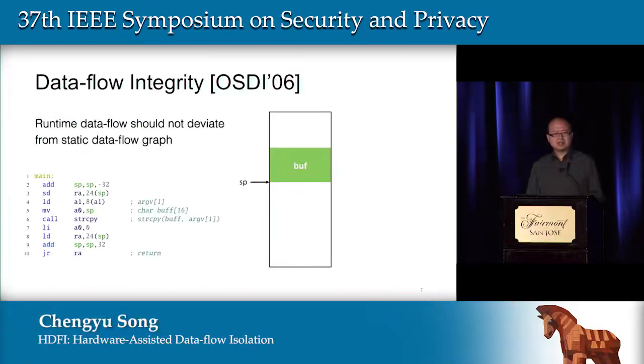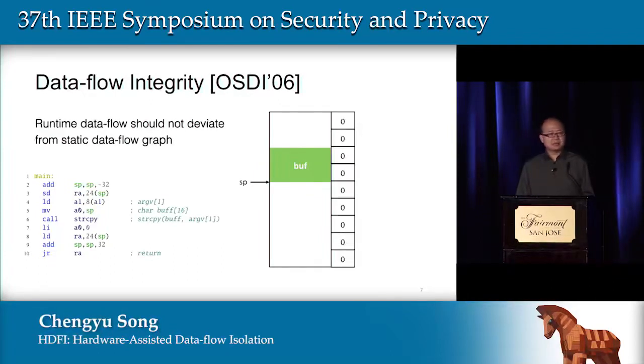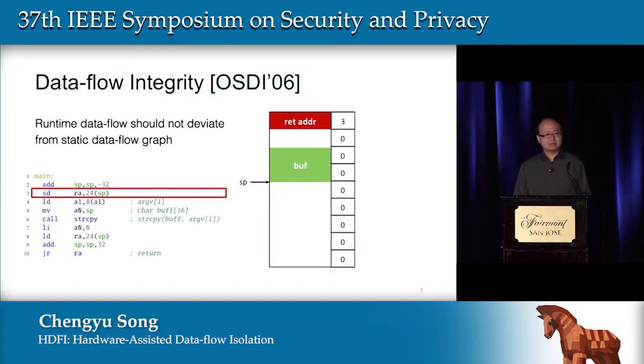So HDFI is inspired by the data flow integrity work published in OSDI '06. Basically, similar to control flow integrity, data flow integrity enforces that the runtime data flow should not deviate from the model generated from static analysis. To enforce that, DFI first assigns every write instruction an ID, and then it extends the memory model to record the ID of the last writer. For example, when we push the return address onto the stack, we will modify the corresponding tag to record that the last writer is, say, line 3.